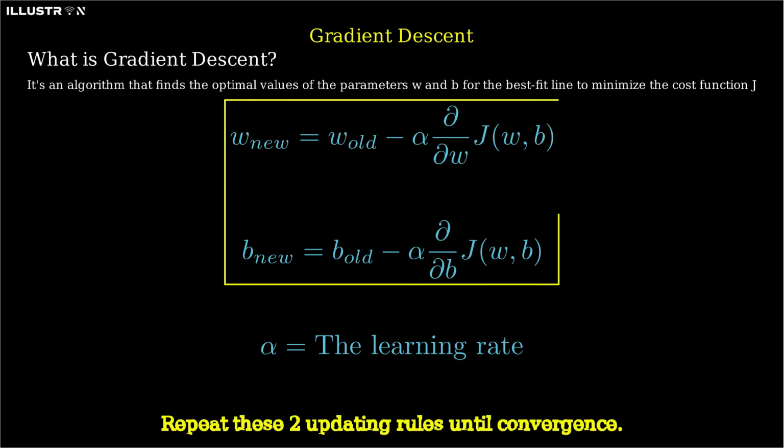By repeatedly applying these update rules, the model iteratively adjusts its weights and bias to minimize the cost function, leading to a better fit for the data. This process continues until the model converges, meaning that the changes in the weights and bias become negligible, and the derivatives approach zero.